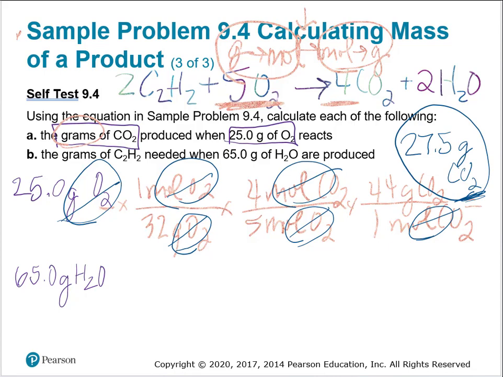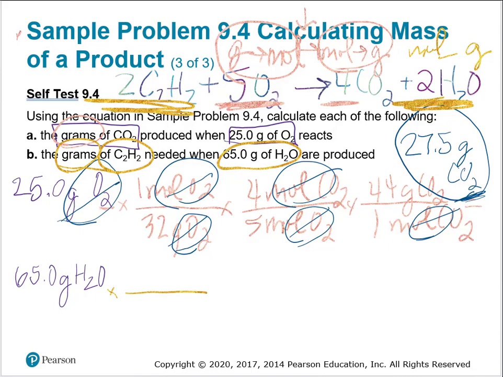Let's look at the next problem. We're given grams of water. We want to get to grams of C2H2. So we've got grams of water. We got to get to moles of water. Then we need to compare moles of water to moles of C2H2. It's a 2 to 2 ratio. And then moles to grams.